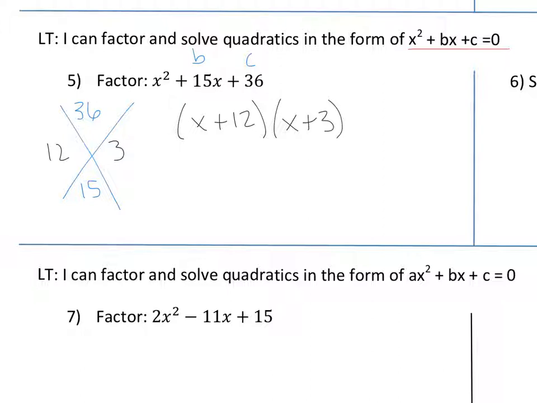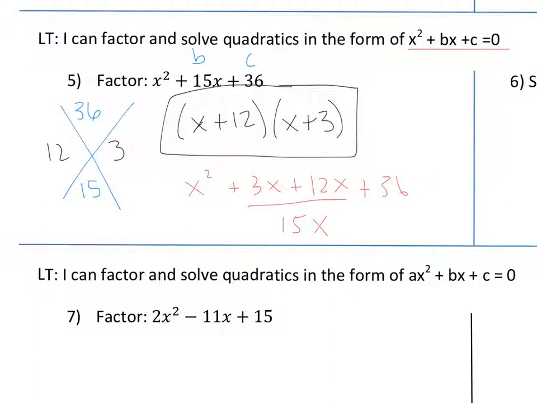And again, a way I can check my answers is by going ahead and FOILing those. And so x times x would give me x squared. X times 3 gives me, I can write this out here, x squared plus 3x plus, and then 12 times x is 12x. 12 times 3 then is 36. Combine my x terms there to give me 15x, and I get what I originally started with. So x plus 12 times x plus 3 is my final answer.